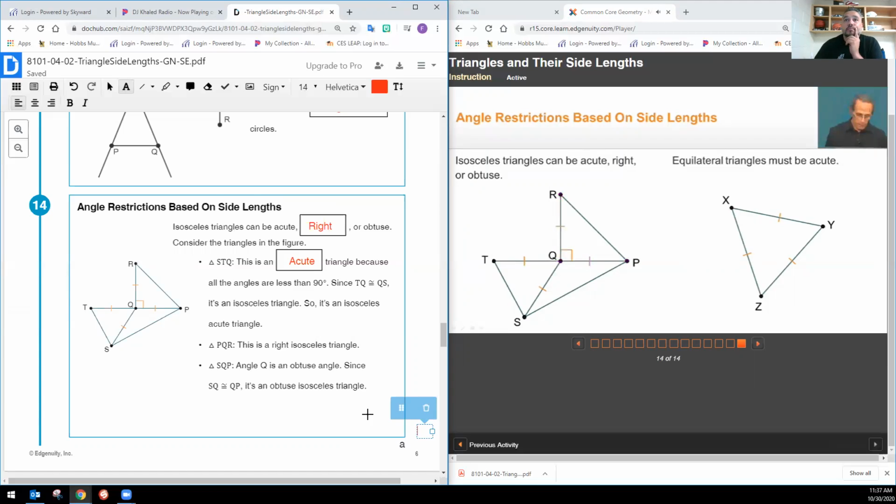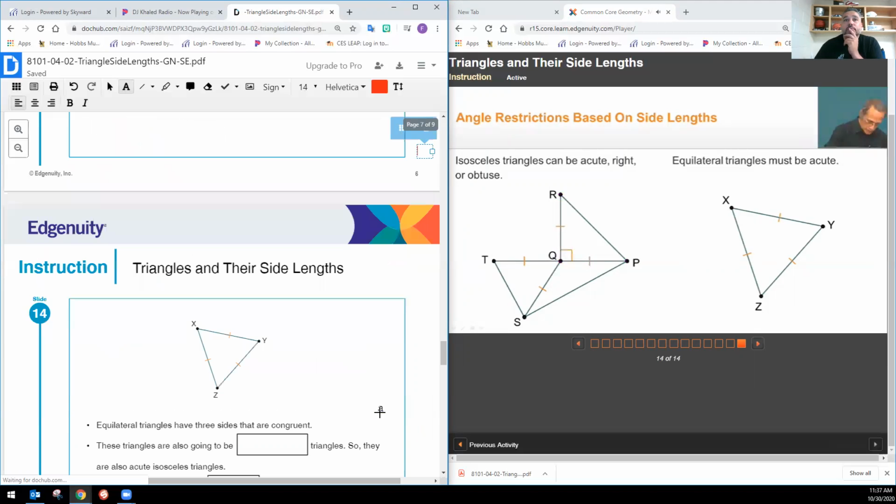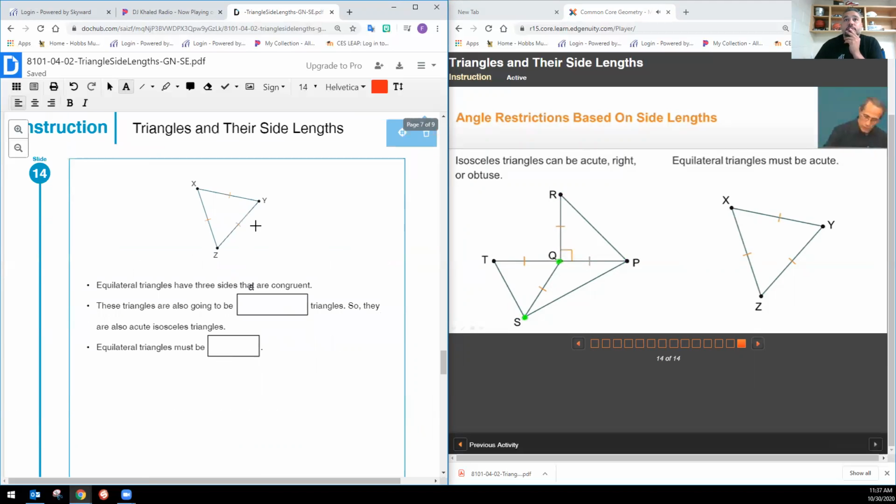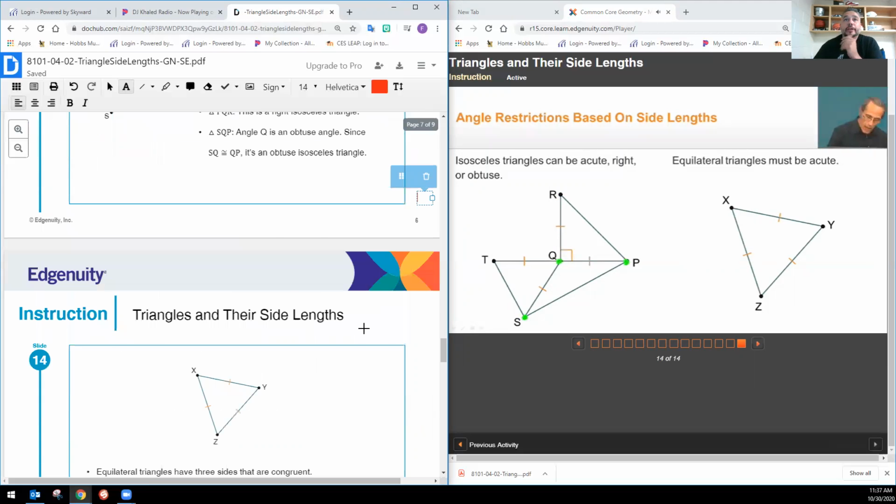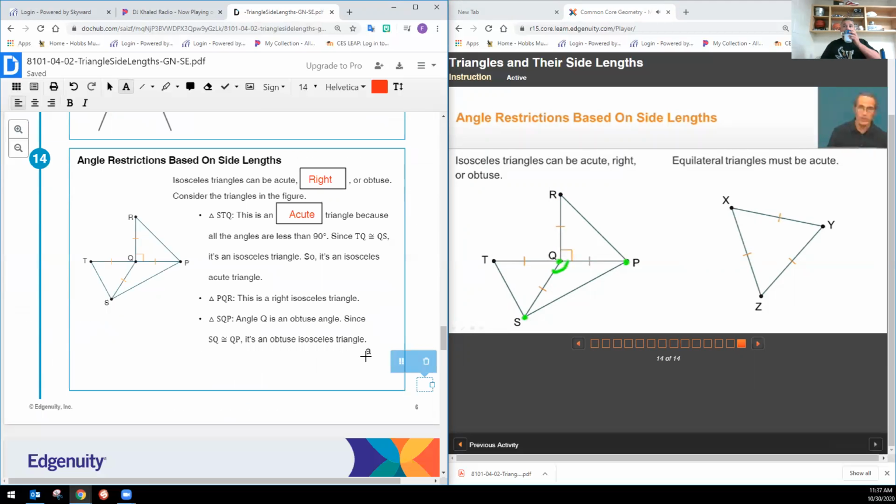For the last triangle in this figure, we see triangle SQP. And we note an obtuse angle, angle Q. And again, note the congruent marks. So we have 2 congruent sides. And we have an angle that's greater than 90, angle Q. And so we have an obtuse isosceles triangle.